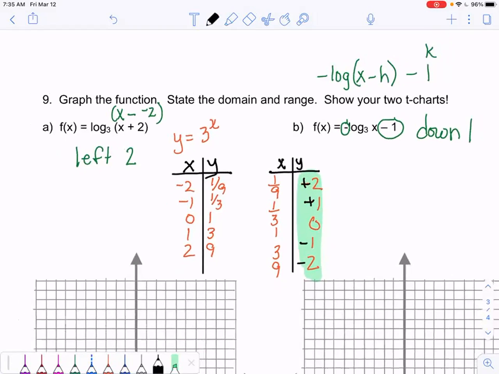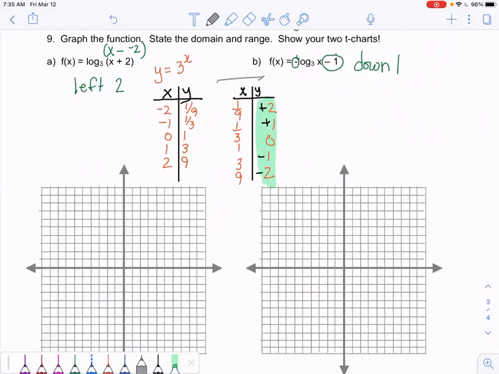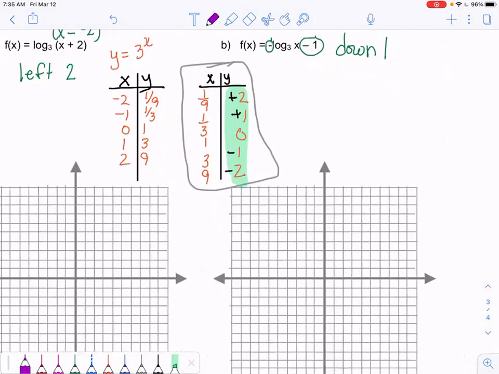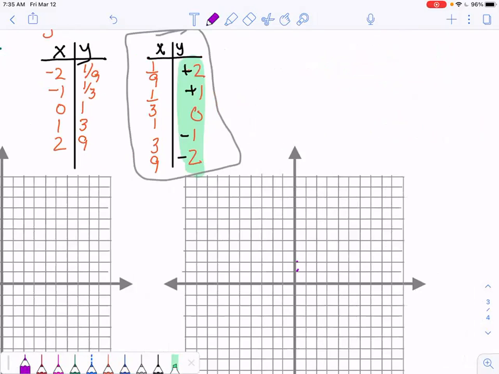All right, so I'm going to graph this t-chart. Remember, we are not graphing the exponential, we're graphing the log. So I'm going over to 1/9 and going up to 2. At 1/3, we're up at 1. And then we have a point at 1, 0, 3, -1, 9, -2. Remember, these have vertical asymptotes. The graph should skim next to the y-axis.